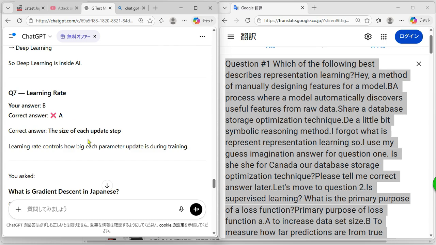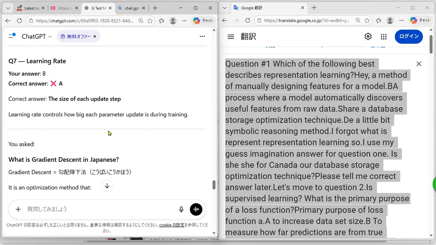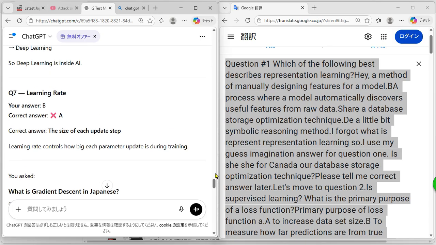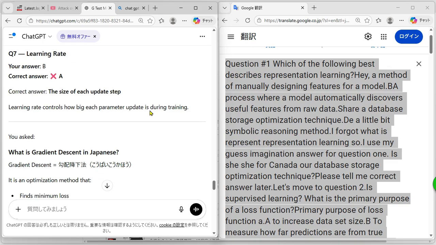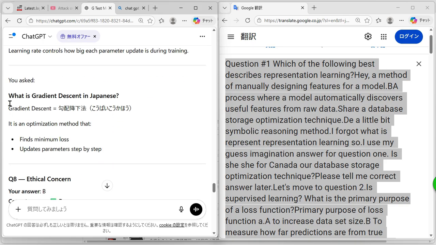Correct answer: the size of each update step. Learning rate controls how big each parameter update is during training. Learning rate, the size of each update step.